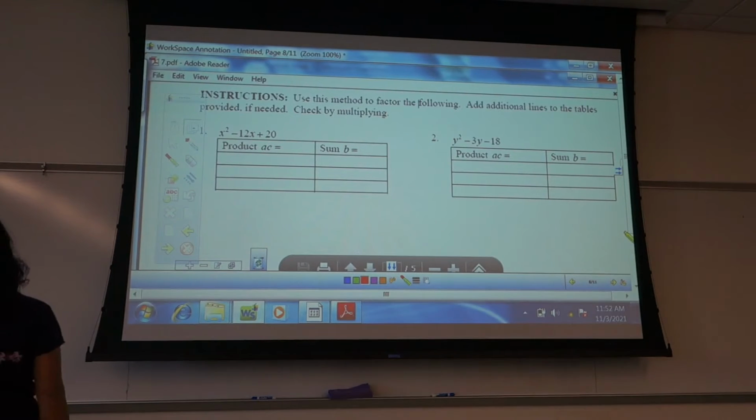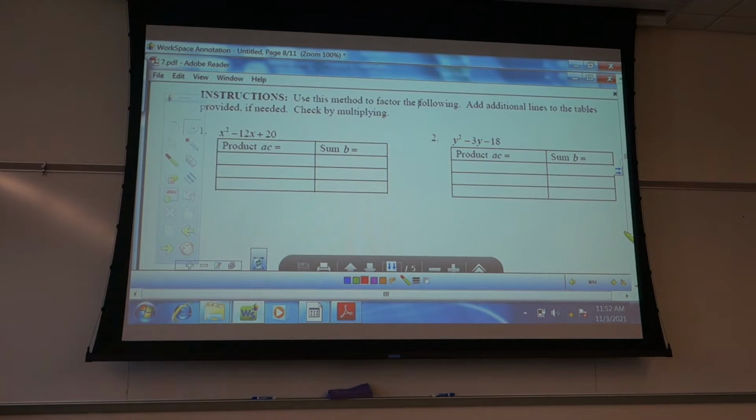All right, so here my A is 1, my B is negative 12, my C is 20. So what's A times C? 1 times 20 is 20. What's my B? Negative 12. So I need to find two numbers that multiply to 20.